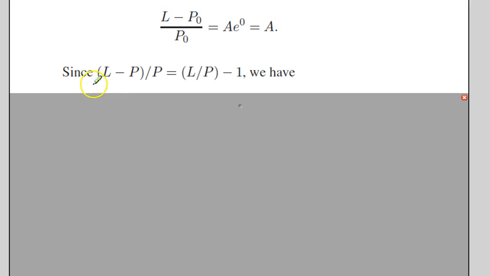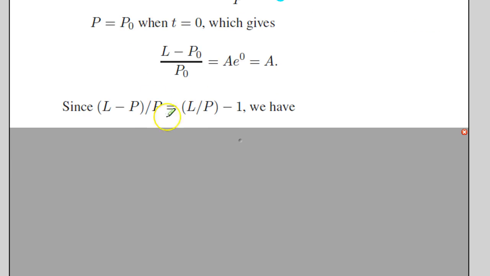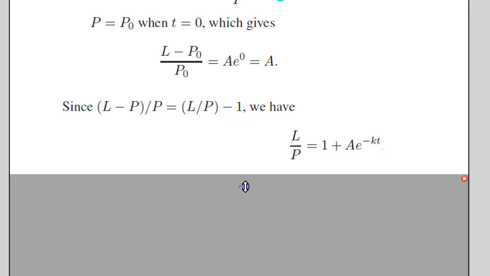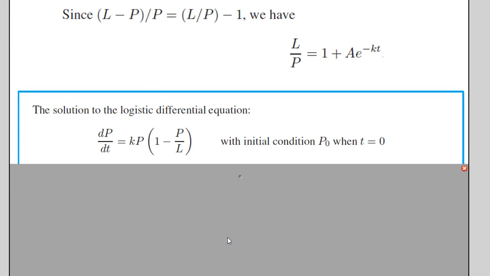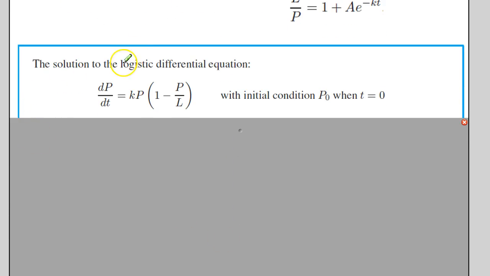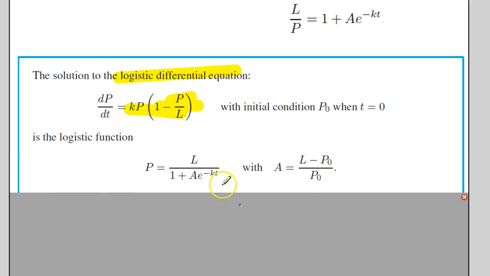Another algebraic manipulation, since L minus p over p, i.e. our A times e to the negative kt, we can rewrite that as L over p minus 1. Then we can rewrite this expression over here as that. Move the 1 over to the other side. And then with some more algebraic manipulation, we take this original logistic differential equation, and then we can make a general solution to look something like this.